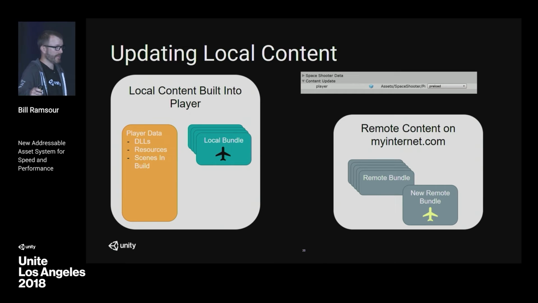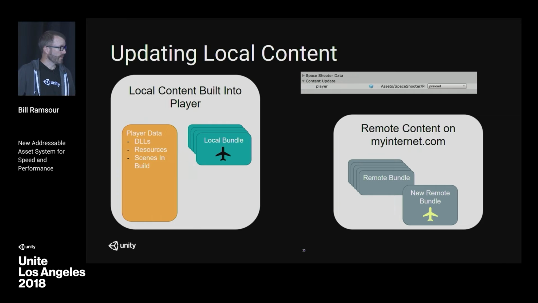Now notice that the black airplane is still on the user's device. You can't get rid of it, but the content catalog no longer knows about it. So when the game says instantiate airplane, it's going to say, oh, I know where that airplane is. It's on the internet. I need to download it and instantiate it.